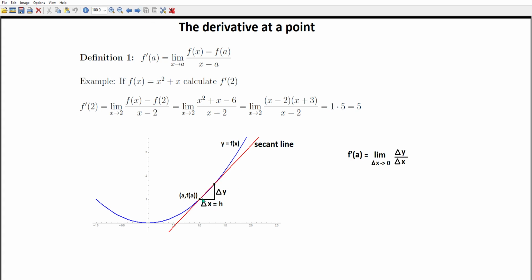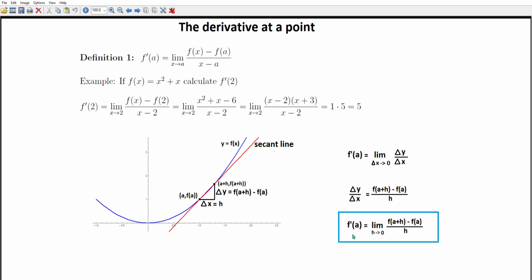If this is h, and that x-coordinate is a, this x-coordinate is going to be a plus h, and the function value there is going to be f of a plus h, which means that delta y is going to be f of a plus h minus f of a. And that's what we write in here for delta y. Delta x is just h. We take the limit as h goes to 0 of this, and that's f prime of a. And that's our second definition of the derivative, and it's the version that we'll use most often.